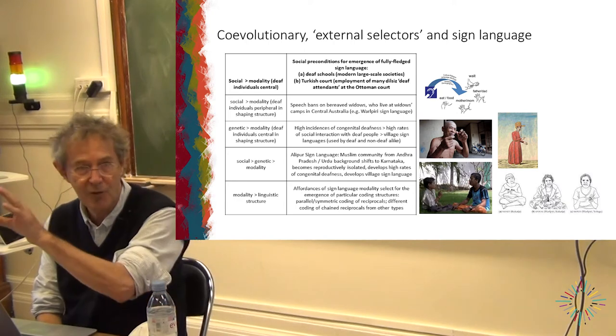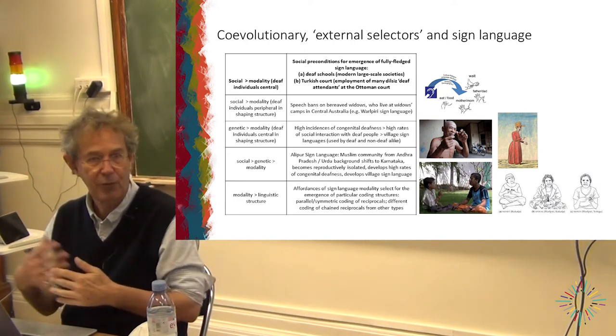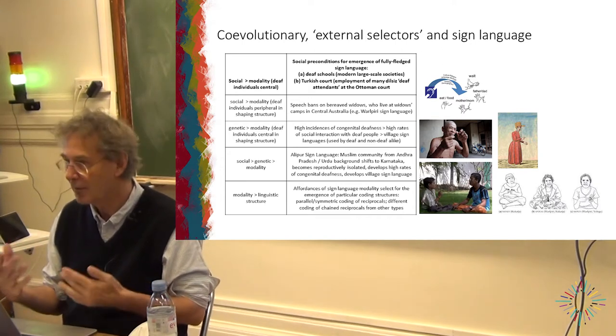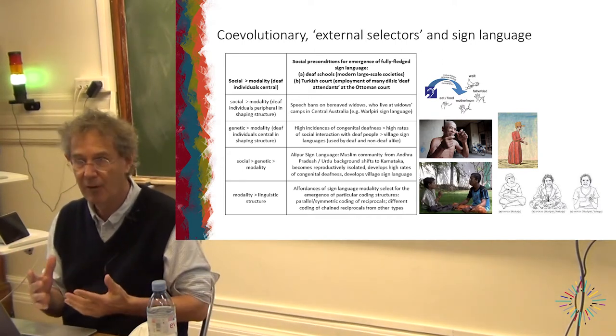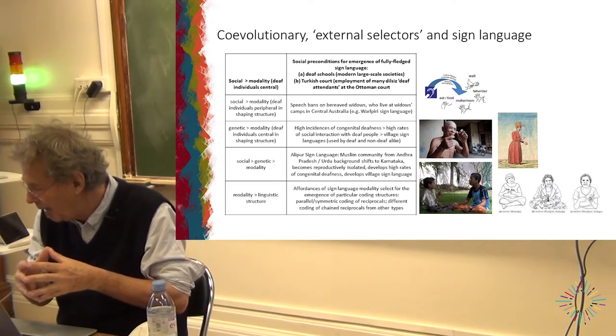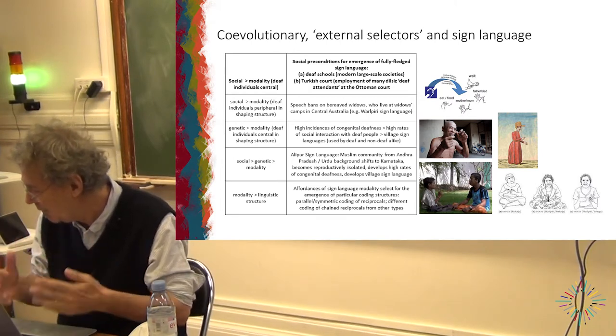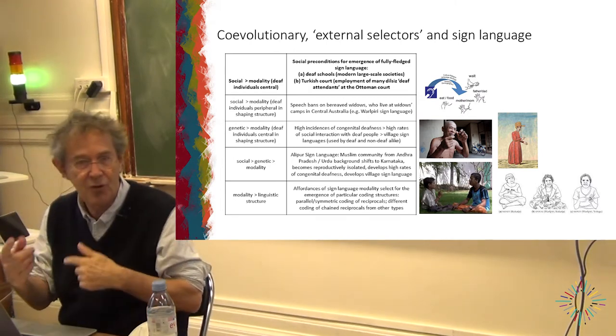So there's a lot more Muslims in Andhra Pradesh than there are in Karnataka, so there were fewer Muslims for them to marry. Their language wasn't the language of the surrounding area, so they became more reproductively isolated, and that meant that there were higher rates of congenital deafness. So then the village sign language developed there.